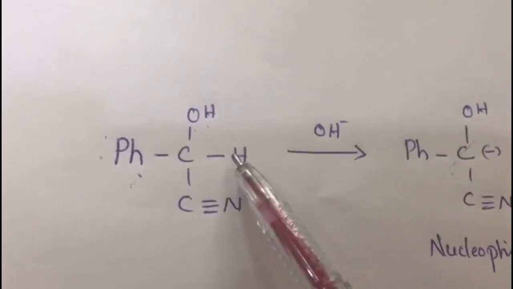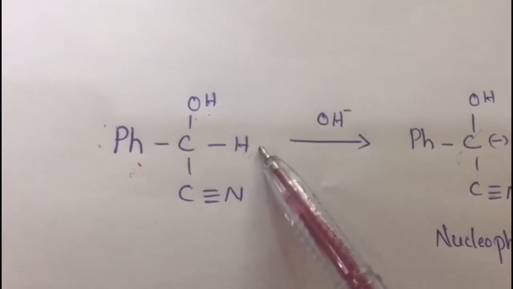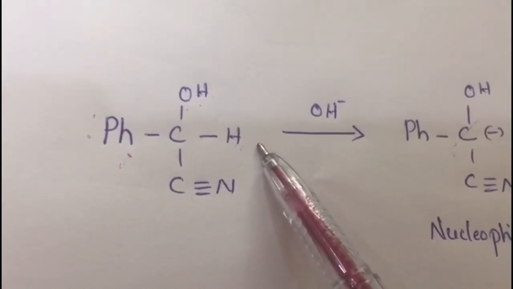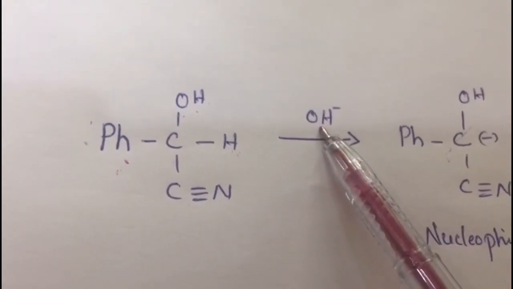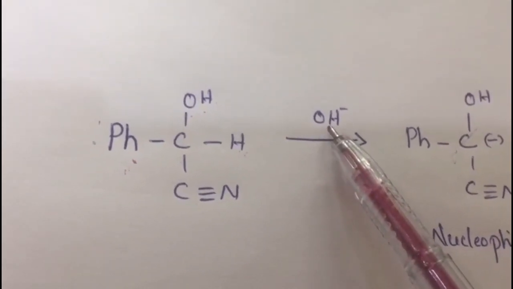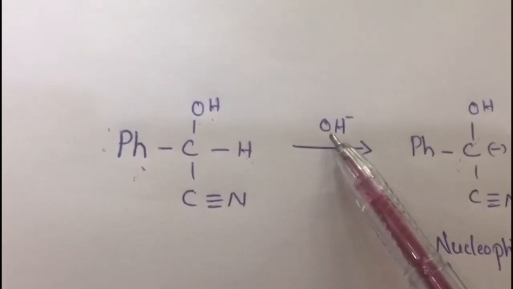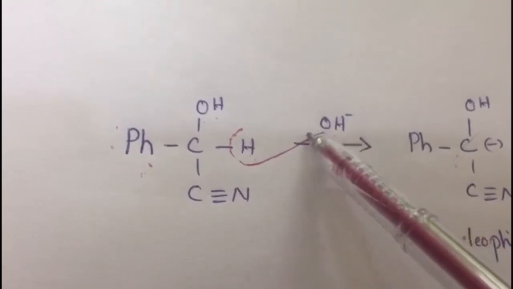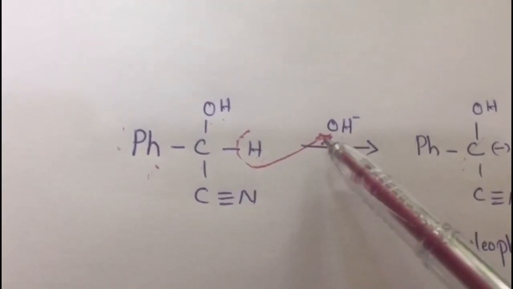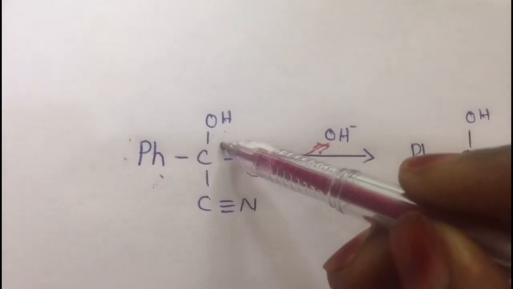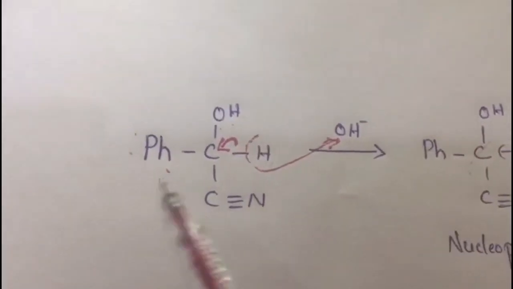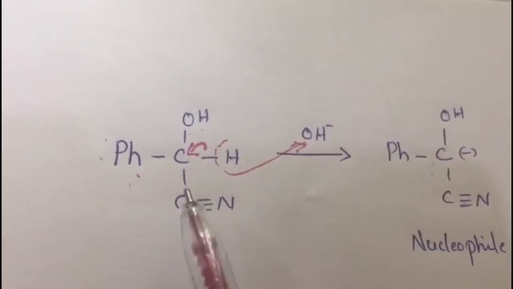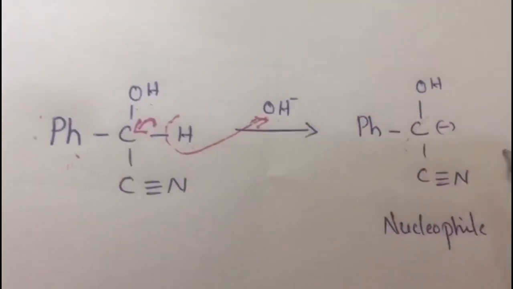So this hydrogen atom is more acidic and will be lost as H+ ion, and the OH- ion, which we had given for hydrolysis, will abstract this proton. So water will be removed. Hence this will donate the electrons to this carbon atom. So it will form PhCOHCN, and the carbon atom acquires a minus charge.